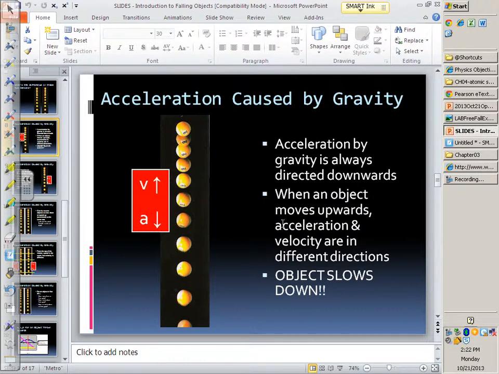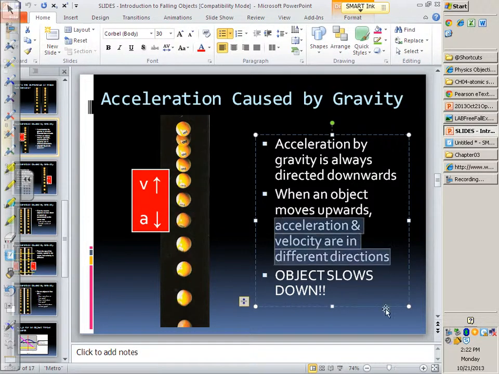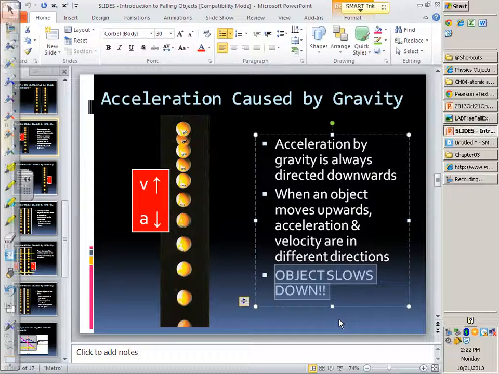So we talked about the idea that in the case of the upwards trip, acceleration and velocity are in different directions. And when that's the case, that causes the object to slow down, right? If it has velocity and acceleration with different signs, it causes that object to slow down. Good there?